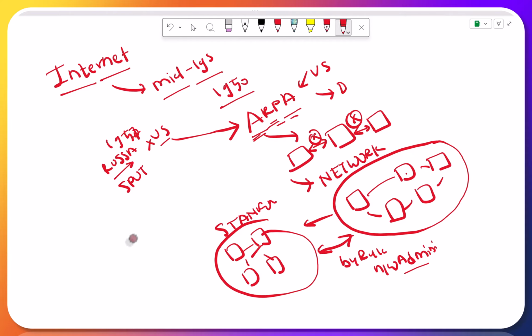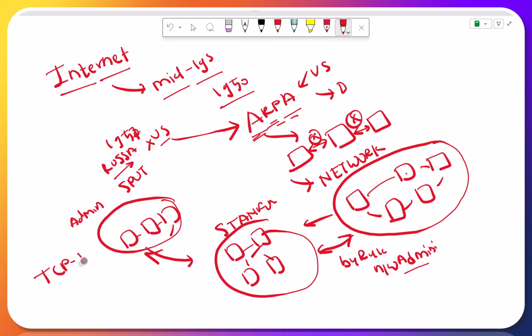But the systems on different networks couldn't communicate because this admin used to set a different language, different rules for this network. Now they weren't able to communicate. That's how the TCP/IP protocol got evolved.